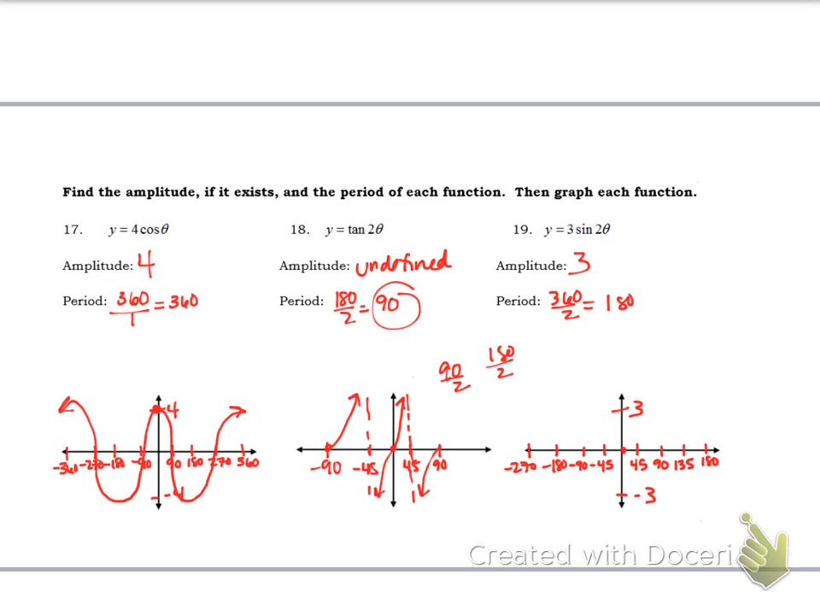Sine starts in the center, and we still have to skip the first one, so I skip my 45 and then I come back through. Skip my first one, come back through. Make sure you put arrows because they technically go on forever, both directions. So they should look like that.